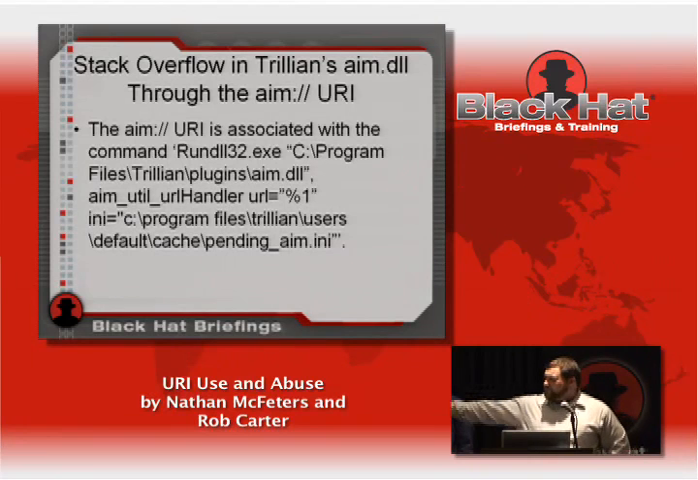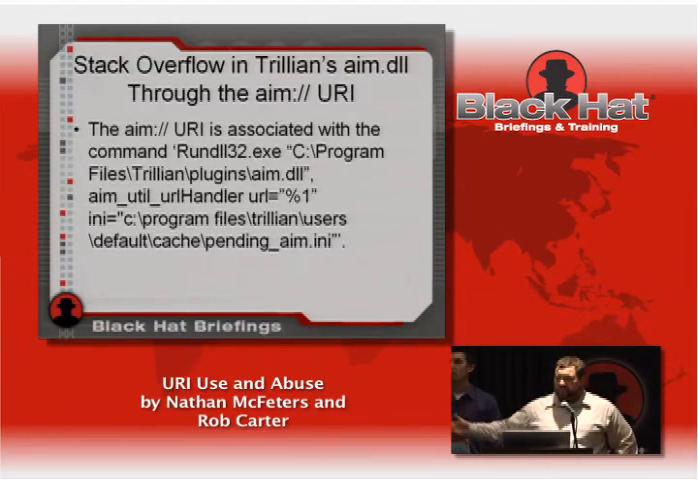What we have here is, if you see right after the URL equals double quote %1 double quote, there's another parameter called INI. And everybody knows that INI files are initialization files. There's config stuff in there, right? This one's a standard hard-coded config file that Trillion has set up so that when it gets called from a URI like this, it uses this INI file to do something.